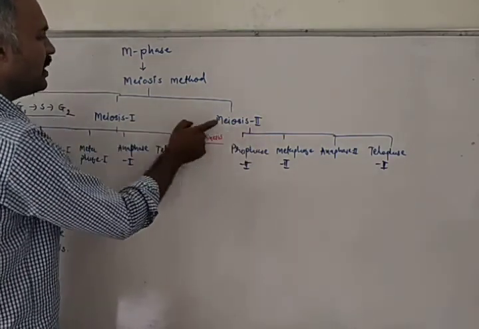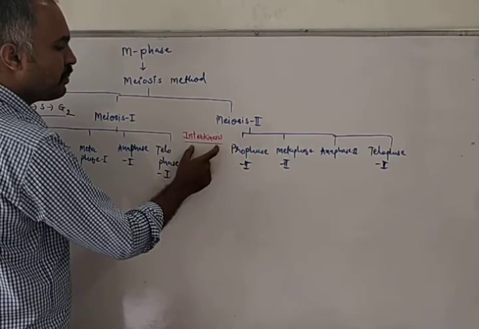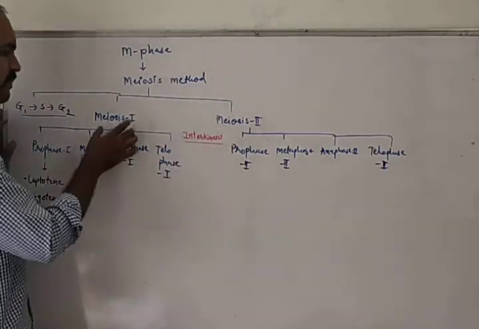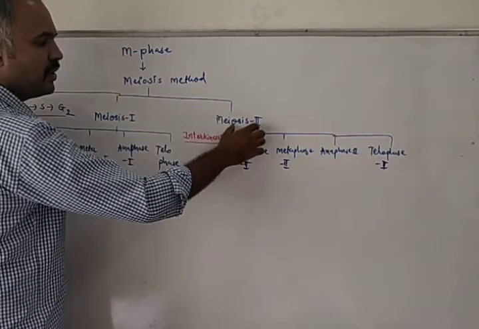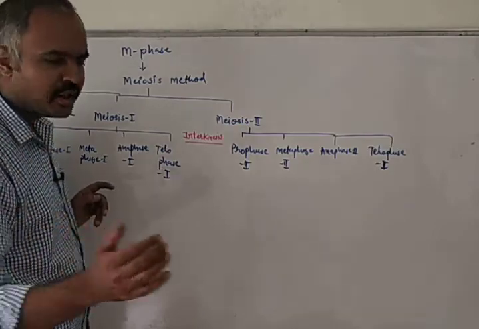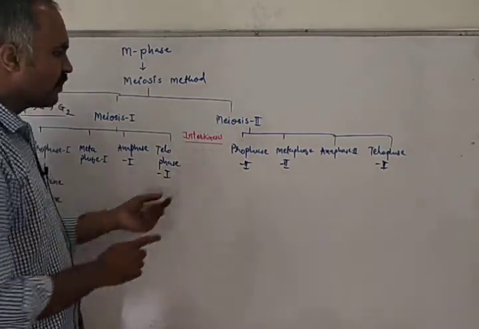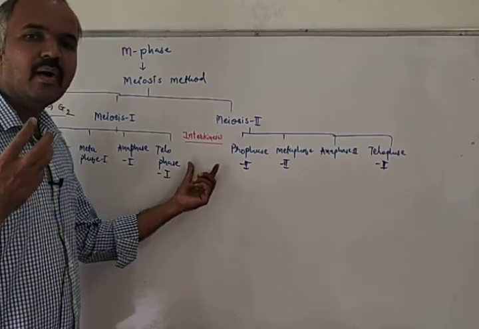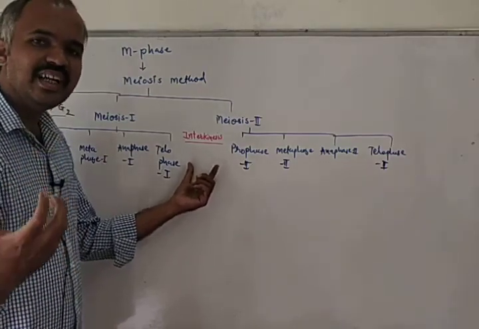In between these two rounds there is a period of pause, which is known as interkinesis. Between meiosis 1 and meiosis 2, there is a period of temporary pause or hold, which is known as interkinesis.